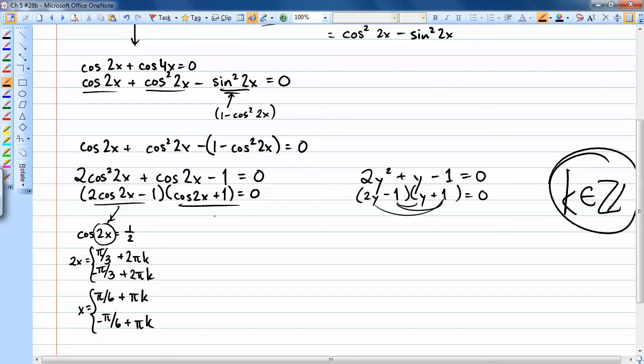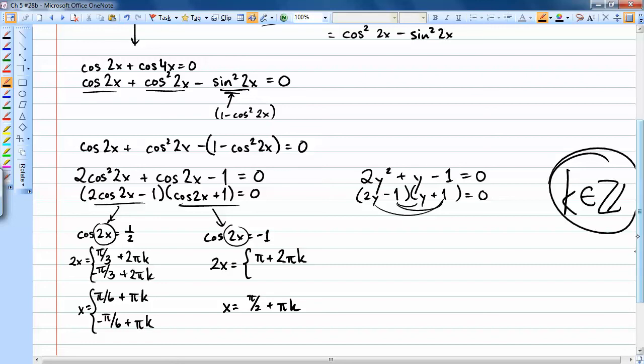Then this parentheses, now we got to deal with that guy. So I'm going to get cos 2x equals negative 1. Well, if I think of this as theta, then cos theta equals negative 1 when theta is pi plus 2 pi k, and then that's it. Those are the only times. So if I divide by 2, I get x equals pi over 2 plus pi k.